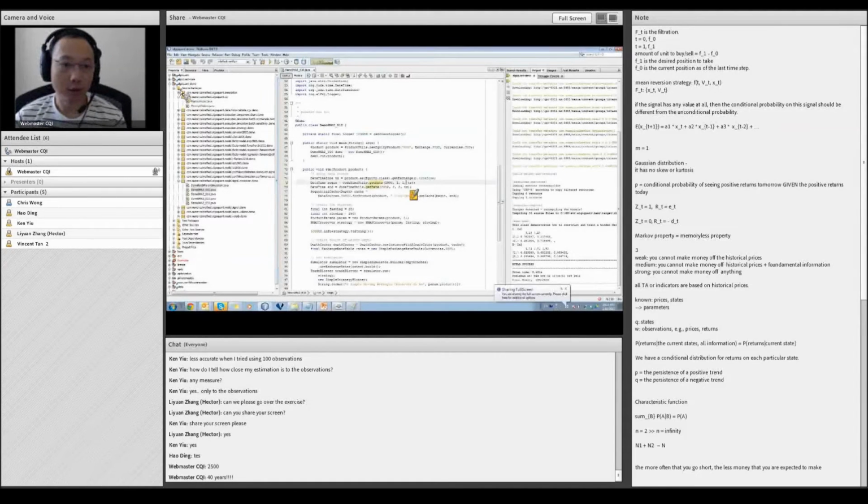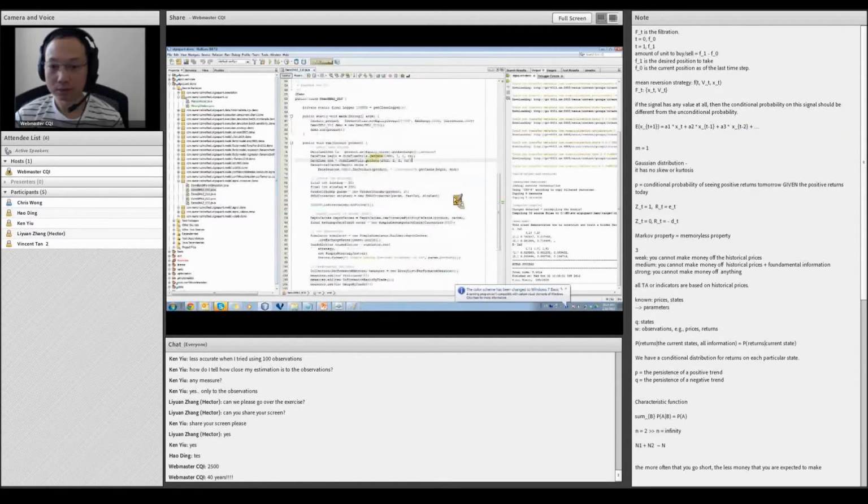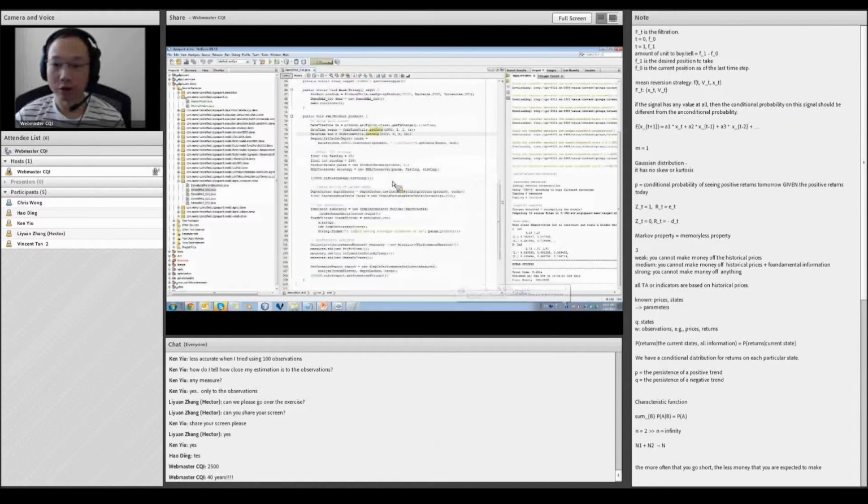So basically, okay, it's doing some simulation. Basically this is simulating trading a simple moving average crossover strategy on XOM. XOM is a stock listed on NYSE. So everybody see that?